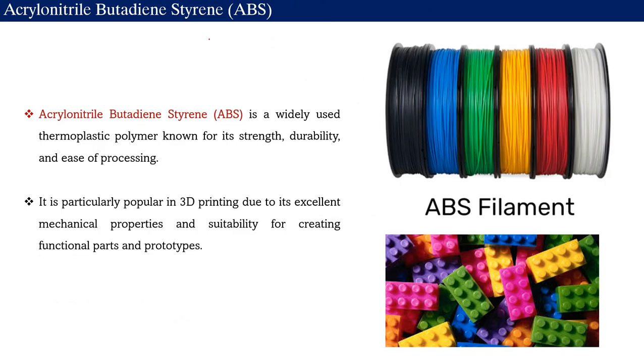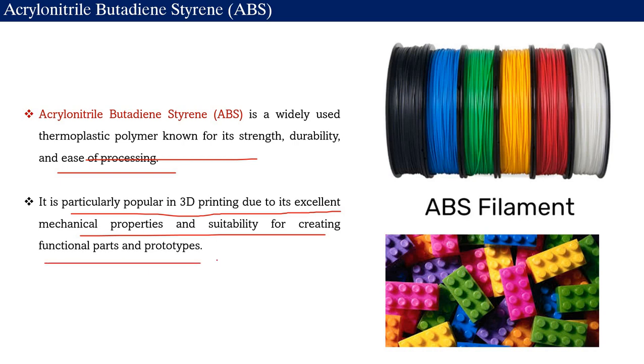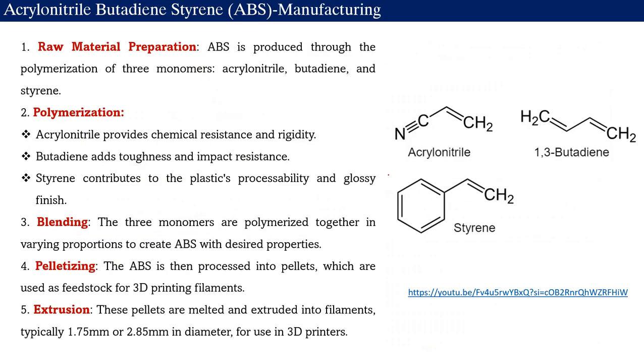Then the second is called ABS, that is acrylonitrile butadiene styrene. So that is the long form of ABS. It is a widely used thermoplastic polymer known for its strength, durability, and ease of processing. It is particularly popular in 3D printing due to its excellent mechanical properties and suitability for creating functional parts and prototypes. So, if you want better strength instead of PLA, we go for this ABS material. So these are the ABS filaments.